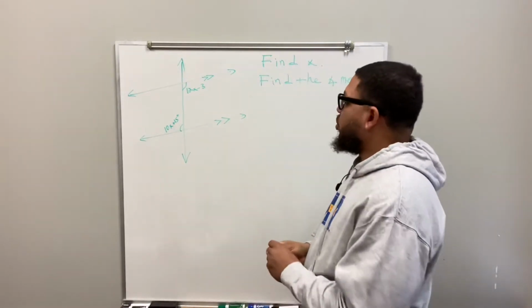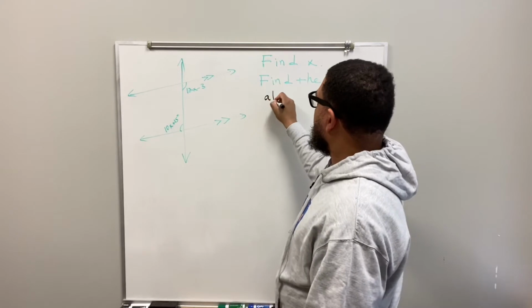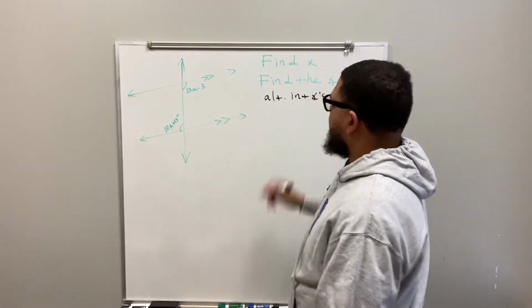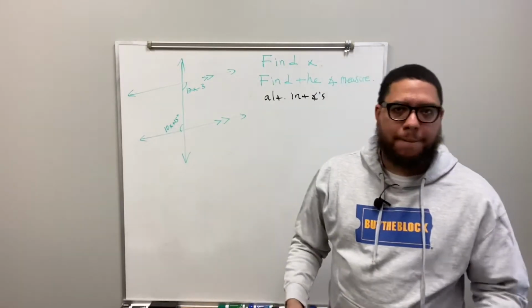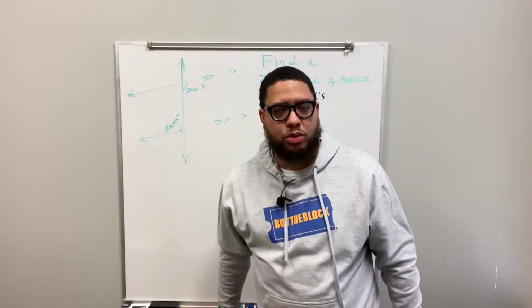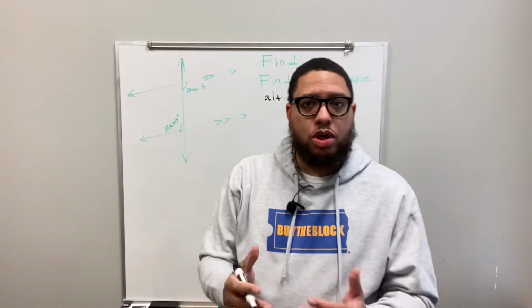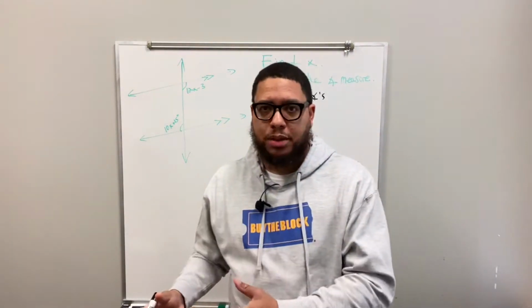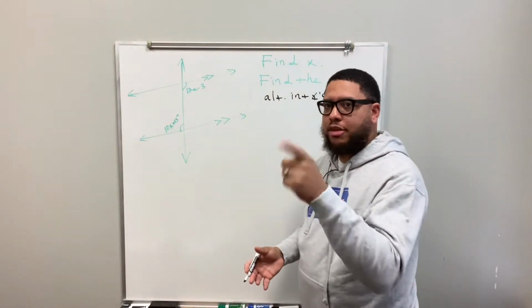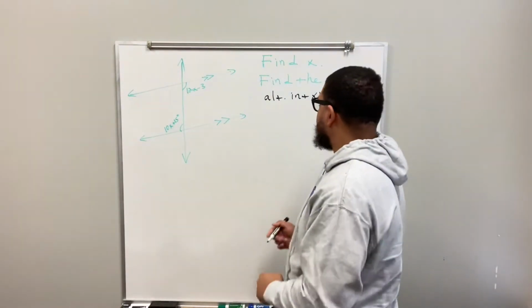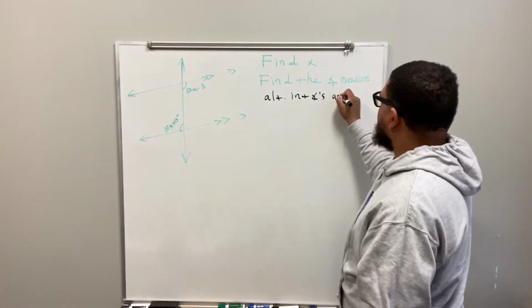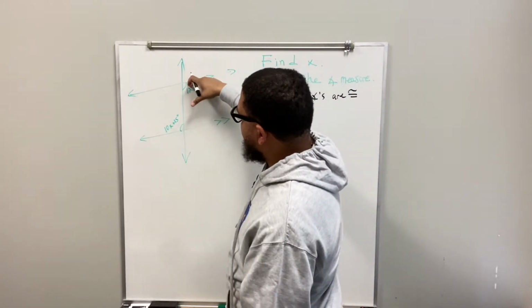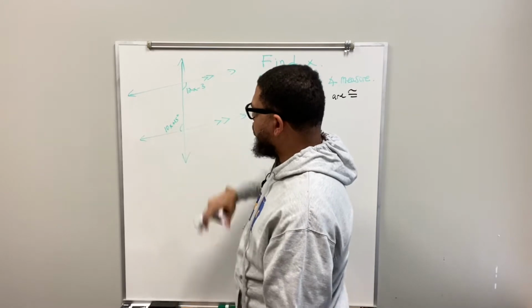So I know they're alternate interior angles. But then I say, okay, how does that help me? I know that alternate interior angles are congruent. What does congruent mean? Congruent means that they have the same measurement. So then I can use that information to create my equation, because alternate interior angles are congruent. That means this angle has the same measurement as this angle right here.